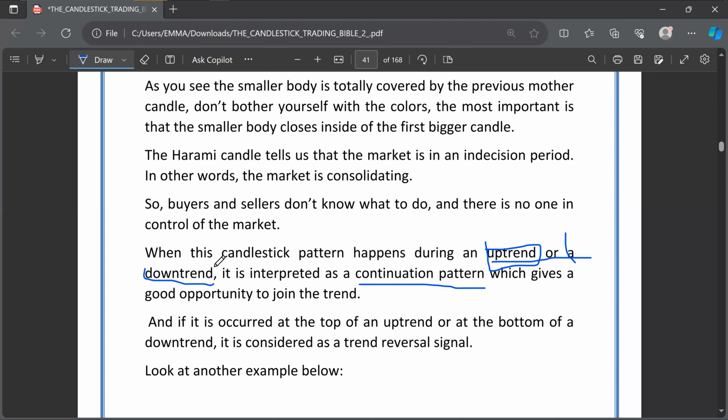If the market was moving upward during this, and then you see the Harami, it's going to continue moving up. If the market was moving down and you saw a Harami forming, then there is a higher probability that the market is going to continue moving down. So that is it. Now, we move to the second thing.